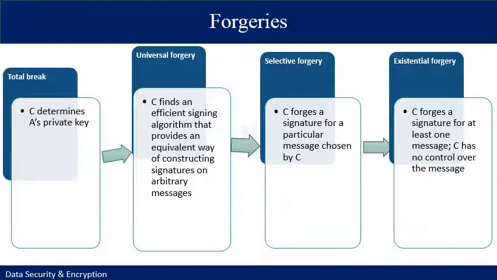Selective forgery states that the attacker forges a signature for a particular message chosen by the attacker. Existential forgery refers to the attacker forging a signature for at least one message, where the attacker has no control over the messages.